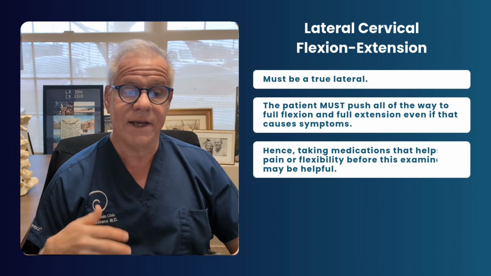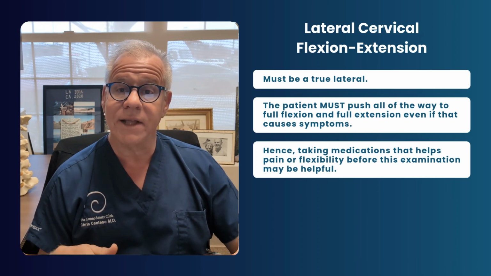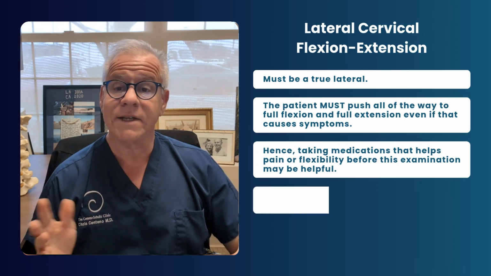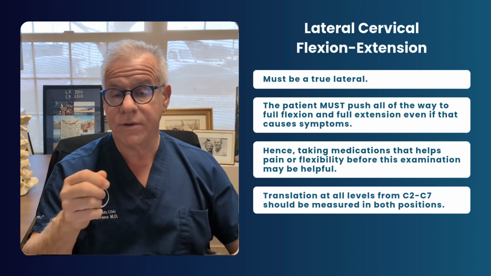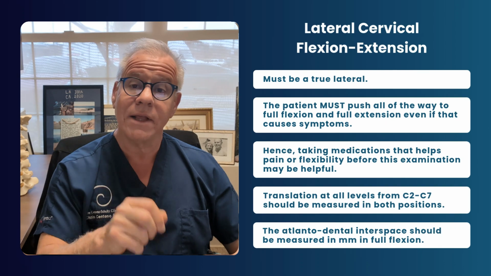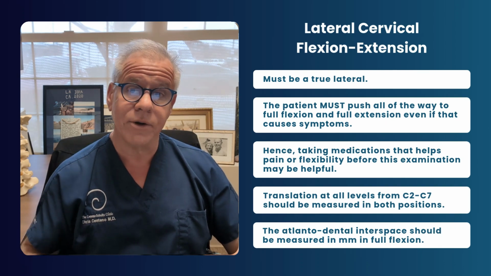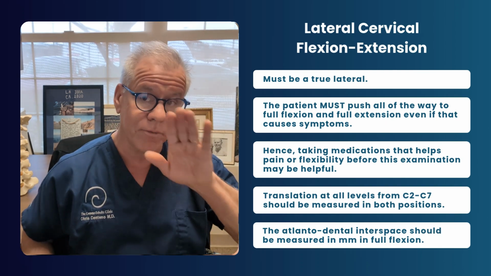One strategy is to have the patient take some medications that can help with flexibility before the examination. We're looking at translation at all levels from C2 through C7, and the atlantodental interspace also gets measured in millimeters, usually at end range flexion.